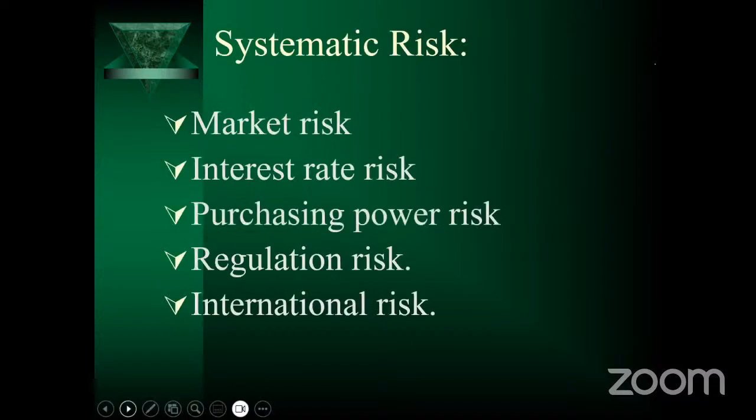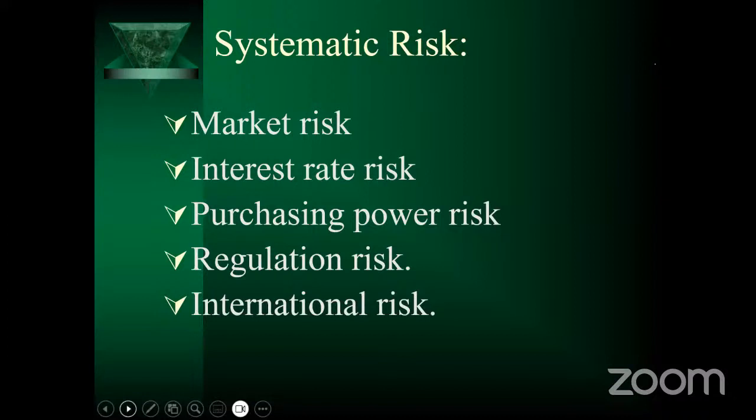So let us discuss one by one. What are the various types of risk which come under systematic risk? Like market risk, interest rate risk, purchase risk, regulation risk. These all come under systematic risk. So what is market risk? Please remember, market risk is associated with the consistent fluctuations in the trading process of a particular security or particular share.